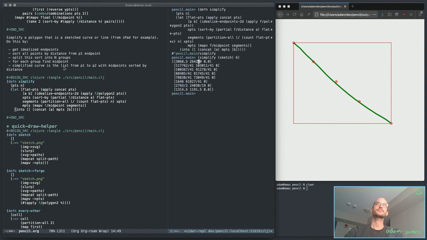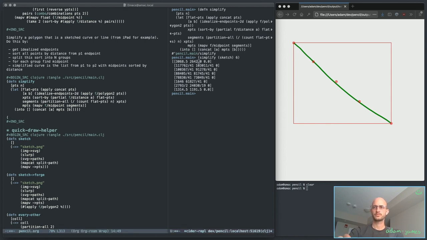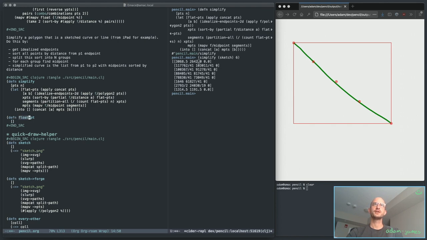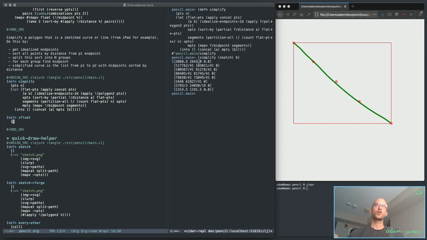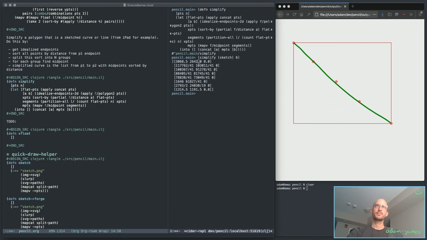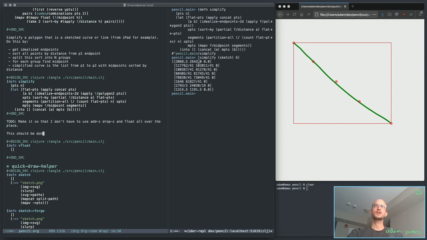What I can do, float point. Ooh, that's a horrible name. Forced to float. Vec float, sure. V float. Horrible. Let me make a note to myself here. To do. Make it so that I don't have to use add z, drop z, and float all over the place. This should be done in the Forge library.